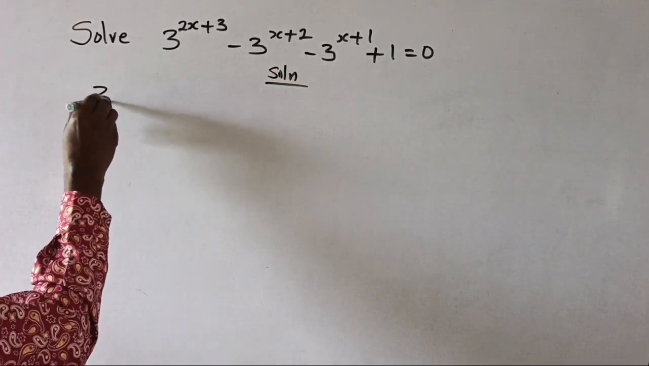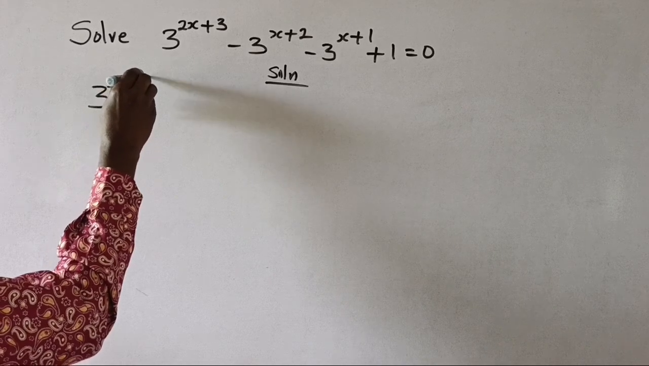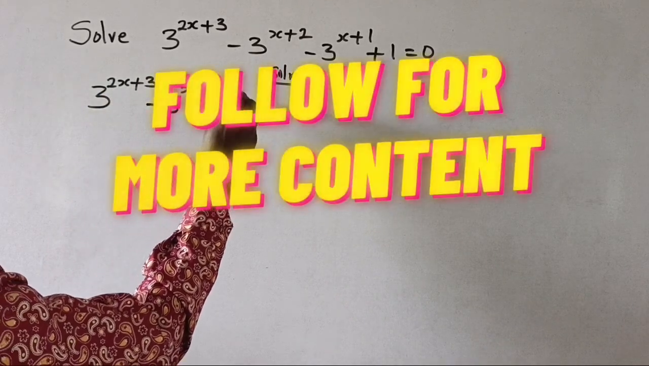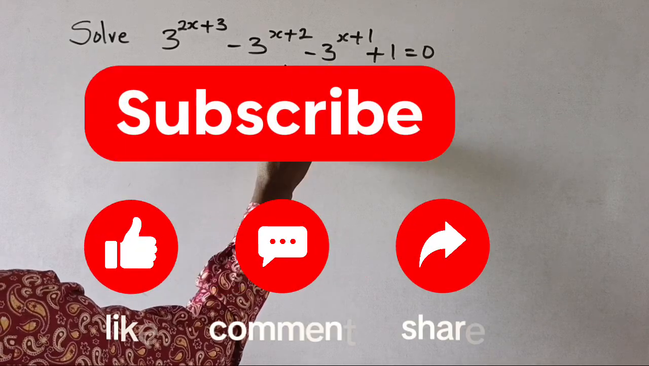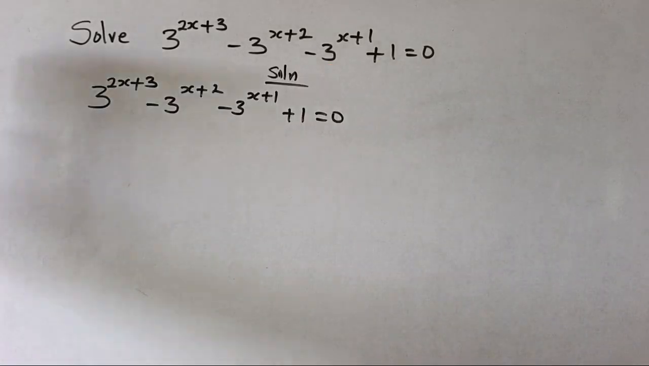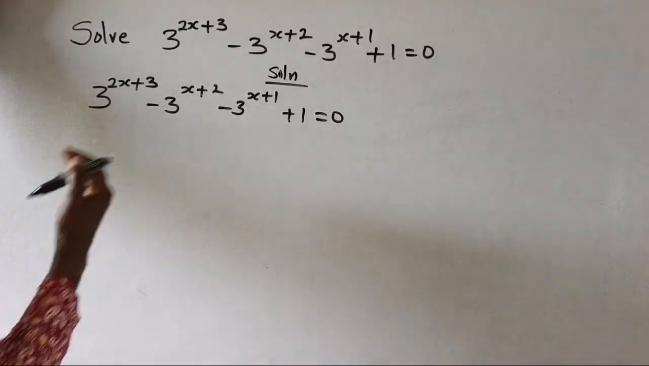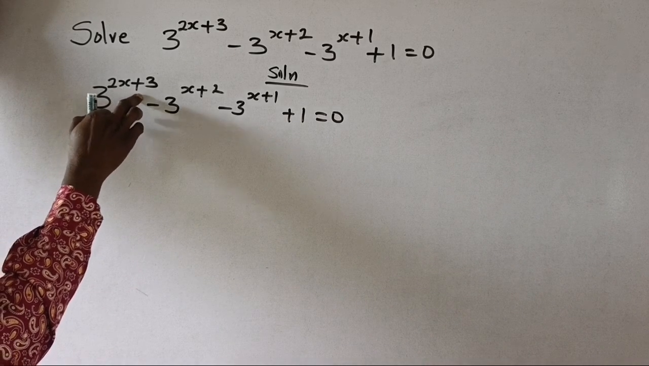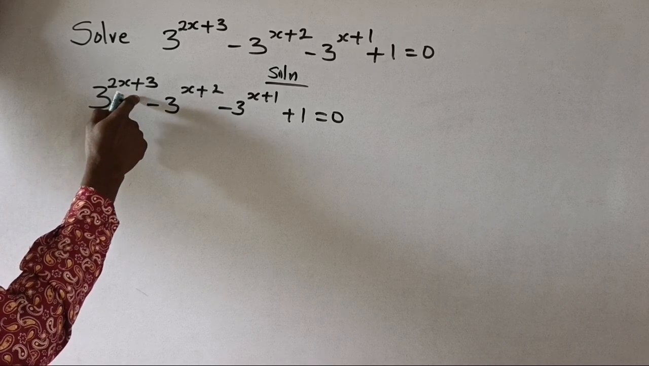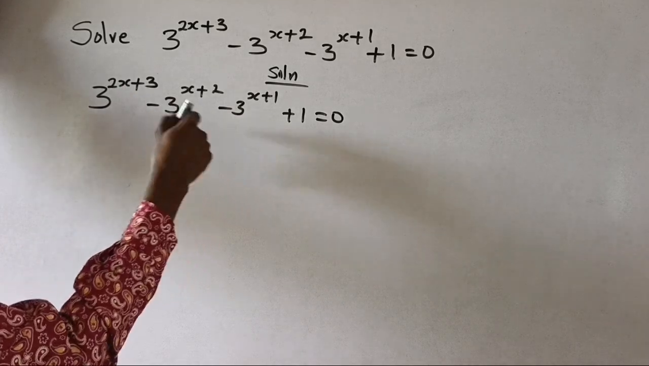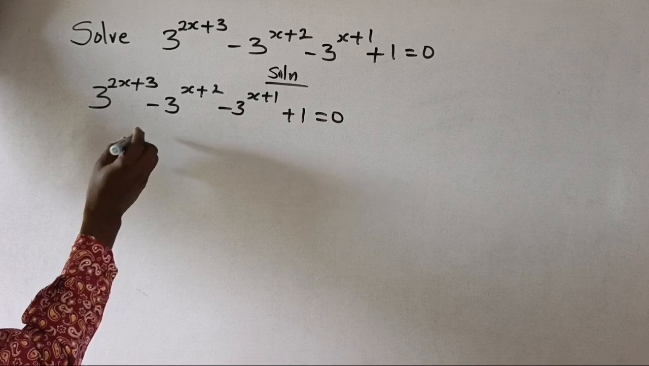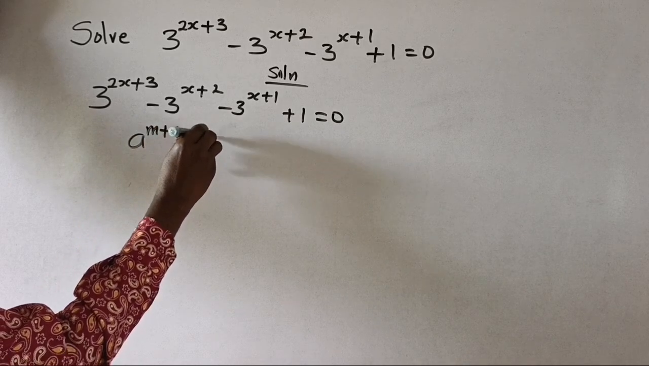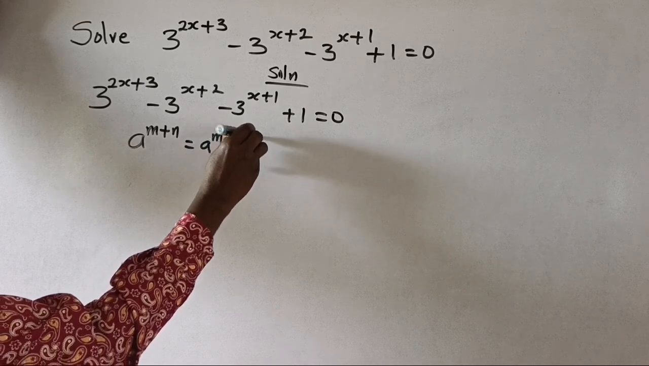We have 3 raised to power 2x plus 3, minus 3 raised to power x plus 2, minus 3 raised to power x plus 1, equals 0. Now looking at this exponential equation, we are going to apply the law of indices in simplifying each thing. Using this law of indices, a raised to power m plus n can be written as a raised to power m times a raised to power n.